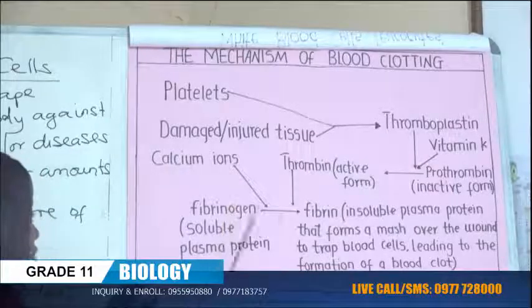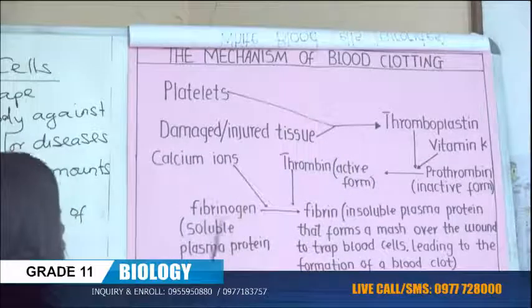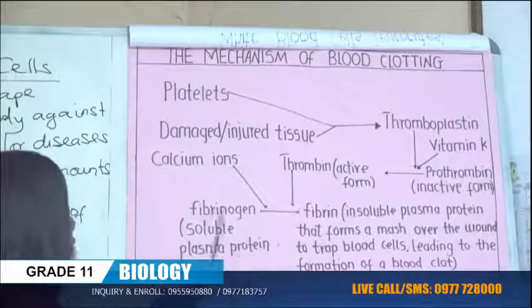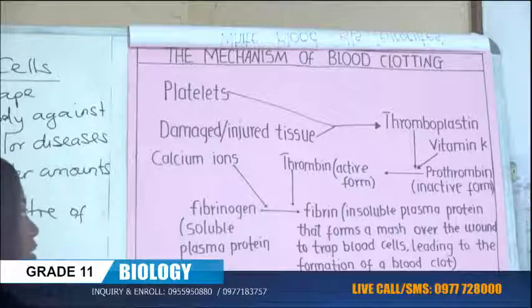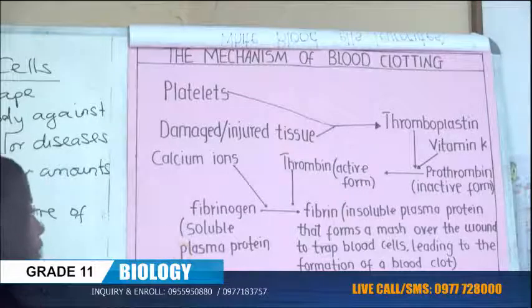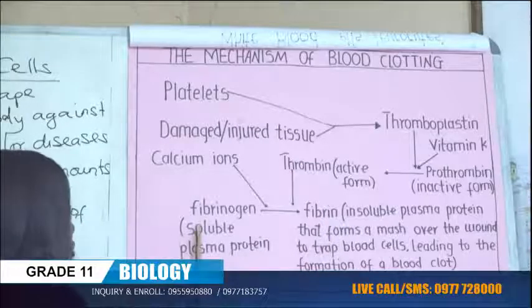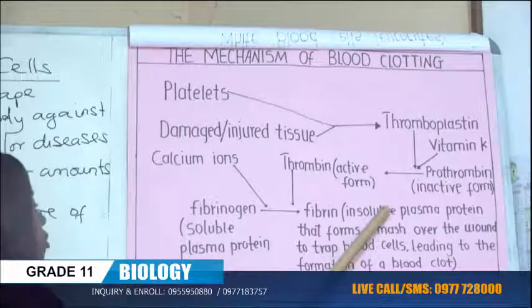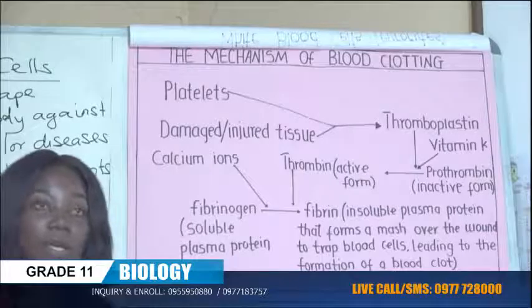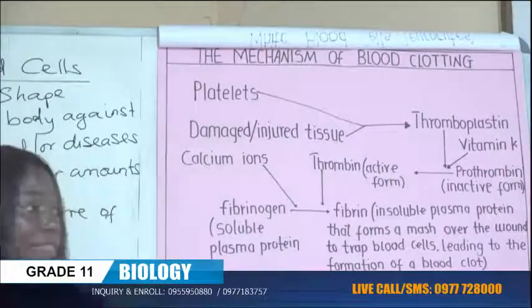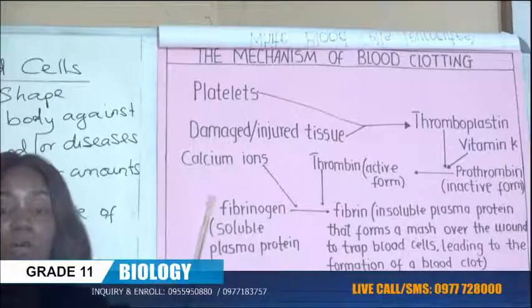So we have to catalyze this reaction, and thrombin is needed in its active form to catalyze the conversion of fibrinogen to fibrin in the presence of calcium ions. So calcium ions and thrombin convert fibrinogen from its soluble form to fibrin, which is an insoluble plasma protein. When it is insoluble, it simply means that it cannot dissolve. Thereby, it will form a network of fibers over the wound.